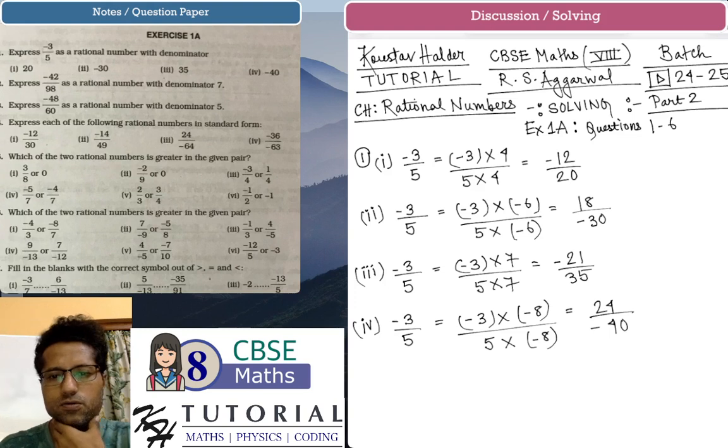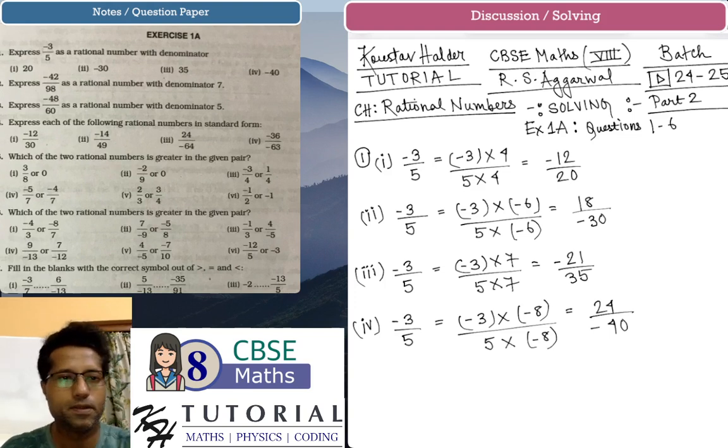This was just to make the denominator a specific number. Since all the given denominators are multiples of 5, we have to multiply the numerator and denominator of the given rational number minus 3 by 5 with some non-zero integer. And if the given denominator was greater and we have to convert it to an equivalent rational number with a smaller denominator, we have to divide both the numerator and the denominator by some suitable non-zero number.